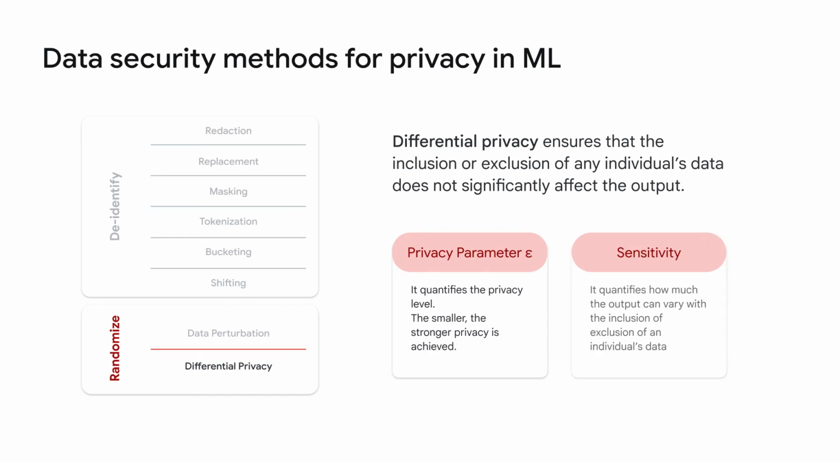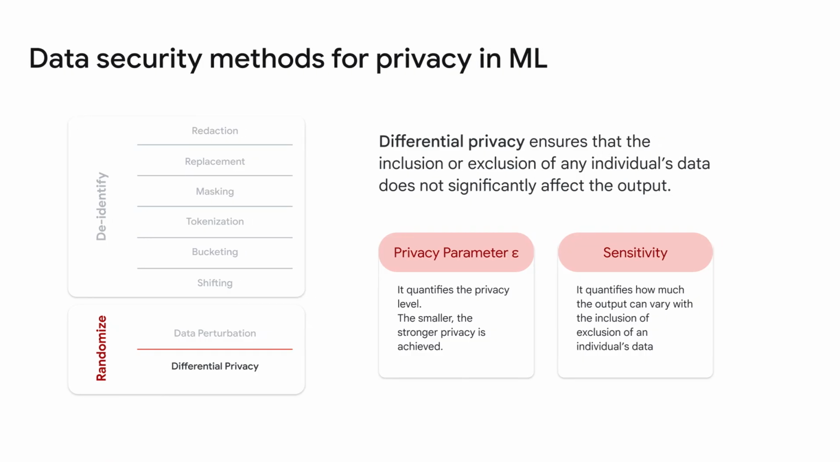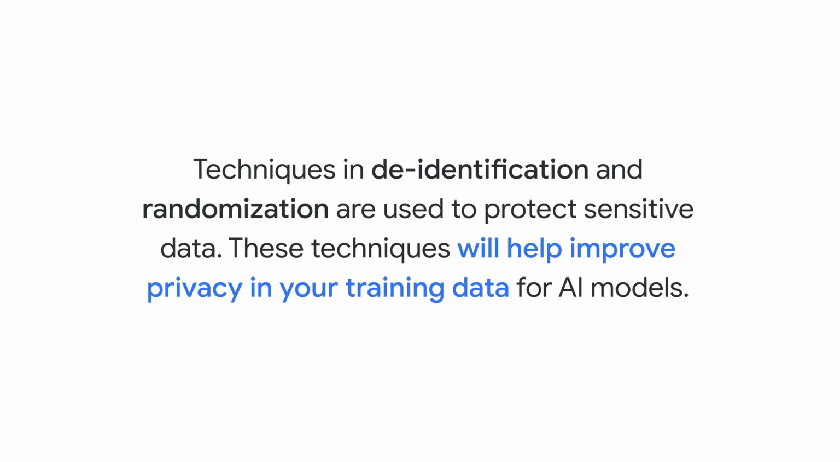Sensitivity measures how much the output of a query can change, specifically the maximum absolute difference, when a single individual's data is added or removed from the data set. Sensitivity is crucial for determining the amount of noise that needs to be added to ensure privacy. Techniques in de-identification and randomization are used to protect sensitive data. These techniques will help improve privacy in your training data for AI models.